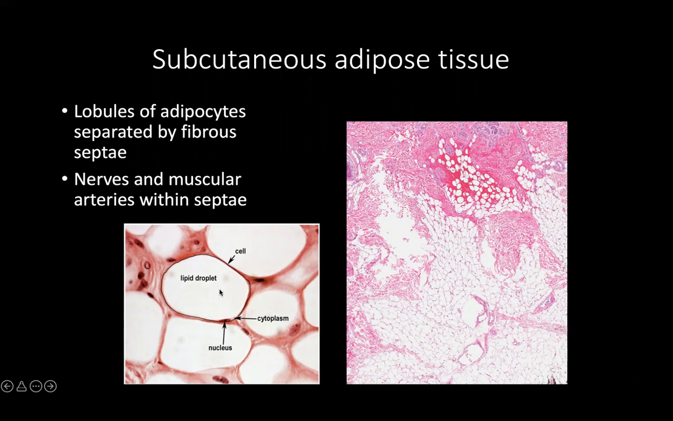If you go in higher power, you'll notice that the lipid droplet actually takes up most of the cell for an adipocyte. The nucleus is located eccentrically, and the cytoplasm is very eccentric as well. Most of the lipid is actually washed out during processing of the slide, and so you're left with this empty white space, and that represents the adipocyte.